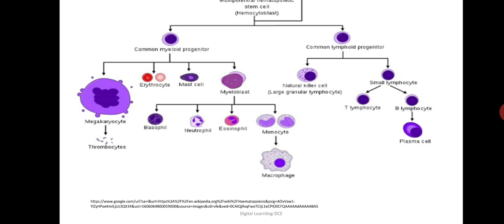Here, precursor cells of RBCs get matured to RBC cells and are released into the bloodstream. The other myeloblasts give rise to different types of WBCs, and basophils, neutrophils, eosinophils, and monocytes are produced as matured cells. On the other side, common lymphoid progenitor cells differentiate into natural killer cells such as large granular lymphocytes and small lymphocytes. These small lymphocytes again differentiate into T lymphocytes and B lymphocytes.